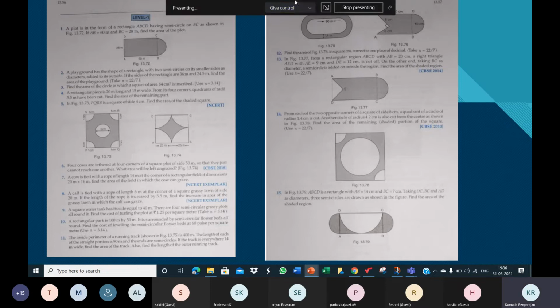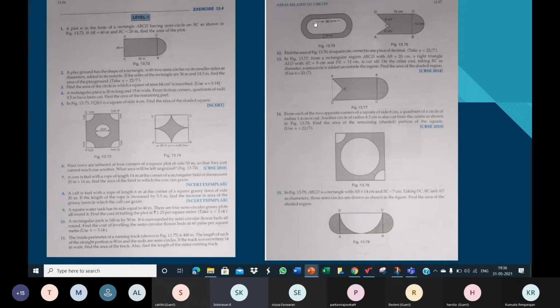Yes, how do we express the inside perimeter? Inside perimeter is 400. How do you express 400? 400 is the length of two arcs plus the length of the two straight portions. So it's 90 plus 90 plus pi r plus pi r. So the inside perimeter is this one. We have understood what this figure means, children, earlier. We have seen a similar situation earlier. This is the inside perimeter.